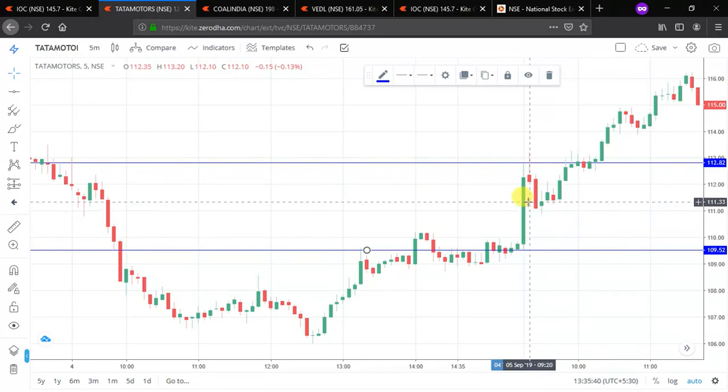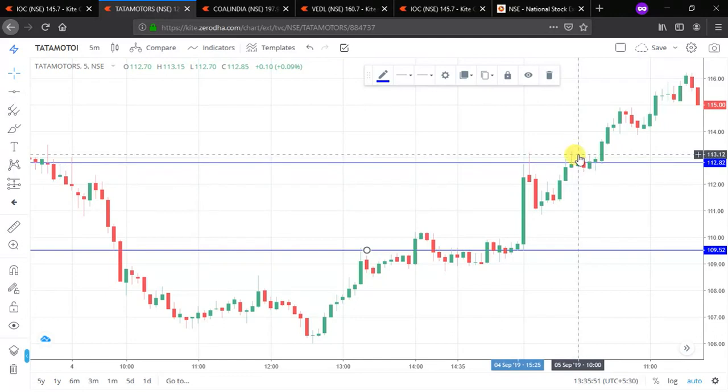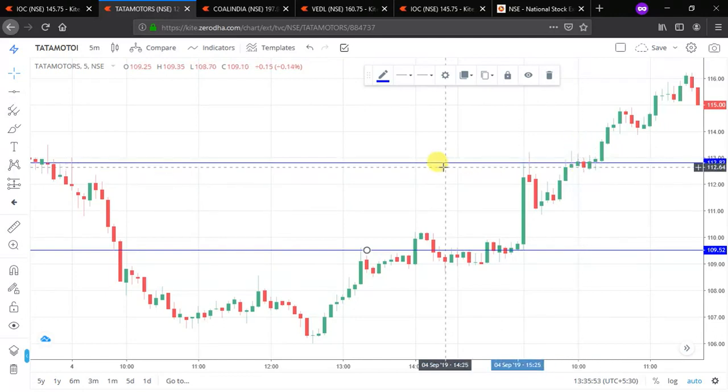So this is a trade for the risky traders. They can enter here after 1 point, once this line breaks, and the safe traders can enter once this candle closes above this high. This is one example.